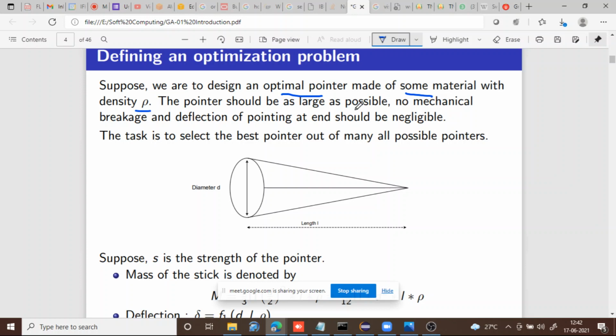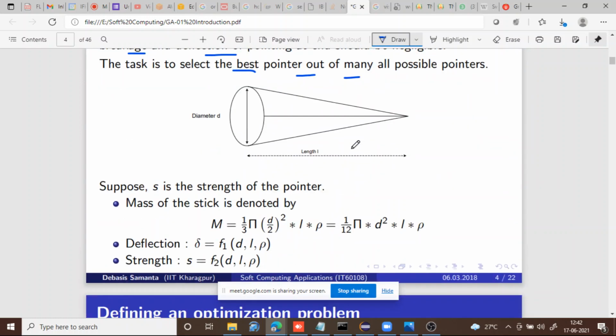The pointer should be as large as possible. There should not be any mechanical breakage, and the deflection at the pointing end should be negligible. So the task is to select the best pointer out of many possible pointers. Basically it is a cone, right? So the volume of the cone formula is being used: M is equal to 1 by 3 pi r squared L, where L is the height, into rho. Rho is the density, the thickness of this material, right? And it is simplified like this.